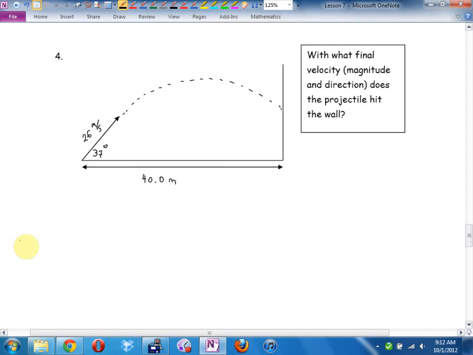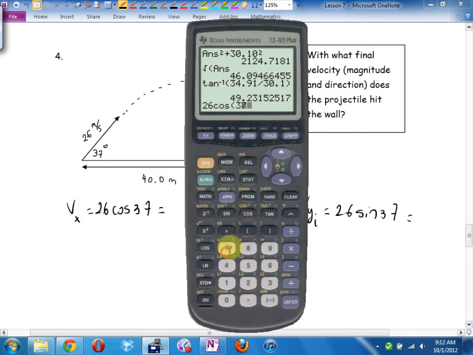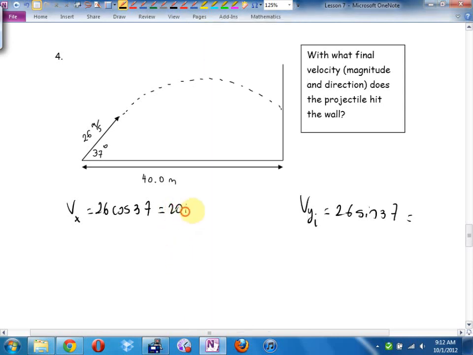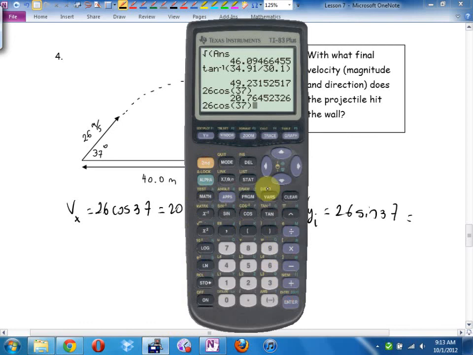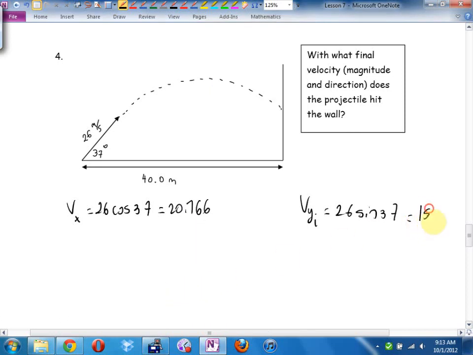Okay? So first things first, components. Vx is going to be 26 cos 37. Vy initial is going to be 26 sine 37. And 15.647. There's my components.